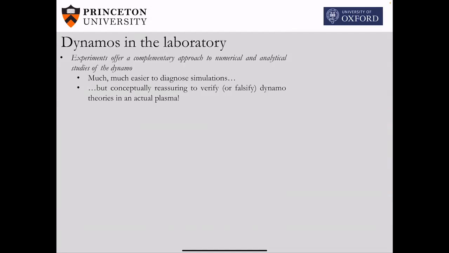So that's a brief introduction to the theory underlying the fluctuation dynamo. But I would argue that one of the most interesting developments in the last 20 years in understanding hydrodynamic dynamos more generally was the possibility of conducting experiments in addition to numerical and analytical studies. It obviously goes without saying that it's much, much easier to diagnose a simulation, but I think you'll all agree that it's conceptually reassuring to be able to verify or falsify a dynamo theory in an actual plasma or system.